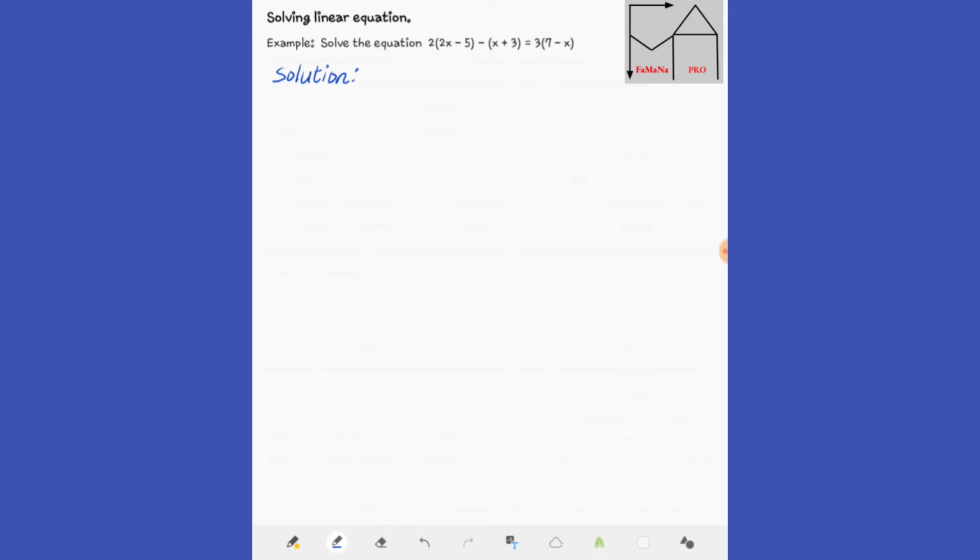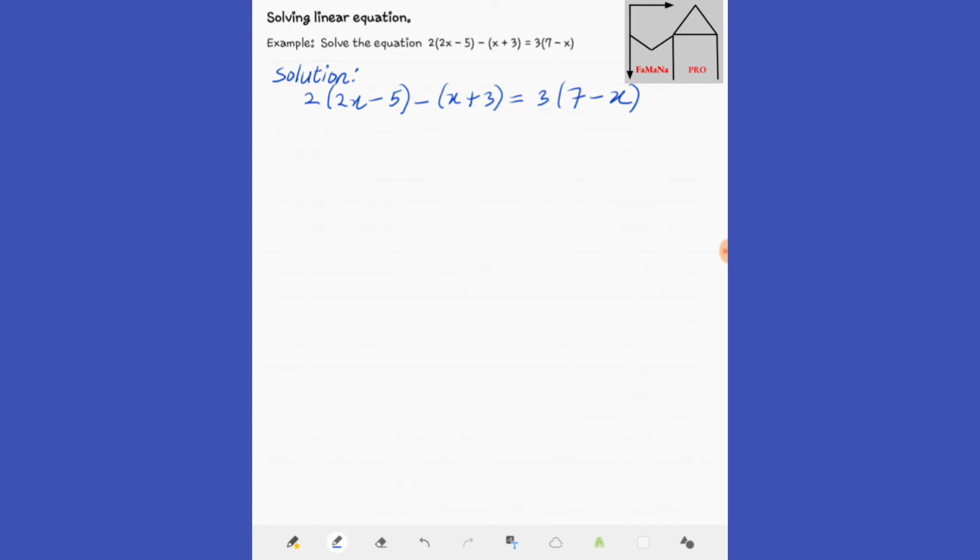Okay, since there is no fraction, we have 2(2x − 5) − (x + 3) = 3(7 − x). I'm just rewriting the question. Since there is no fraction, what I will just do is open the brackets. Since we are doing it together, we are going to open the brackets.